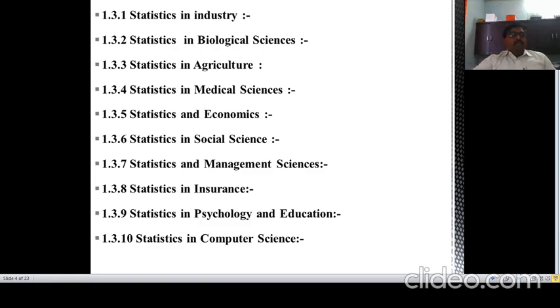Now, statistics is used in computer science. Nowadays, several statistical software packages like Minitab, MATLAB, StatPack, SAS, SPSS, CStat, etc. are used for data analysis, forecasting, prediction, estimation, curve fitting.